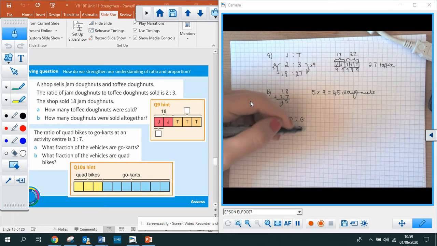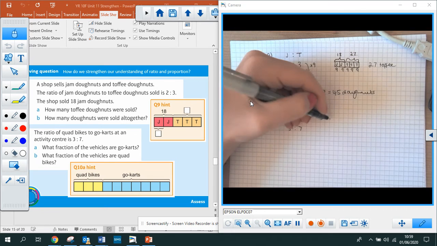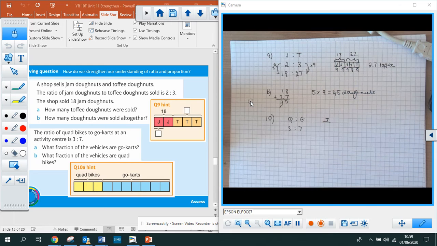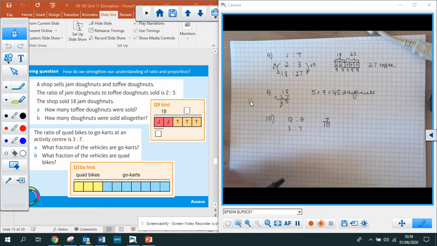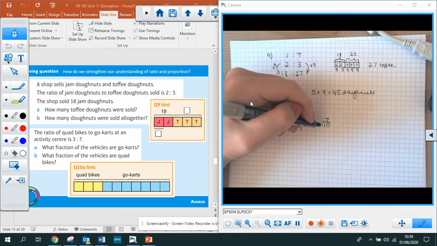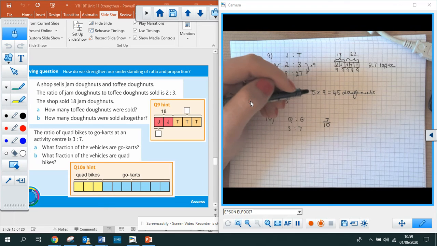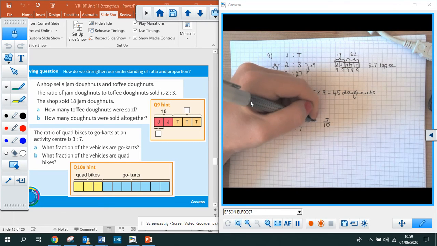So for go-karts, there's 7 parts that are go-karts. So 7 is my numerator, my top number in my fraction. My denominator is my ratio added together. So 3 plus 7 is 10. That's the total number of parts. That means 7 out of 10 are go-karts. So that's your fraction for part A.